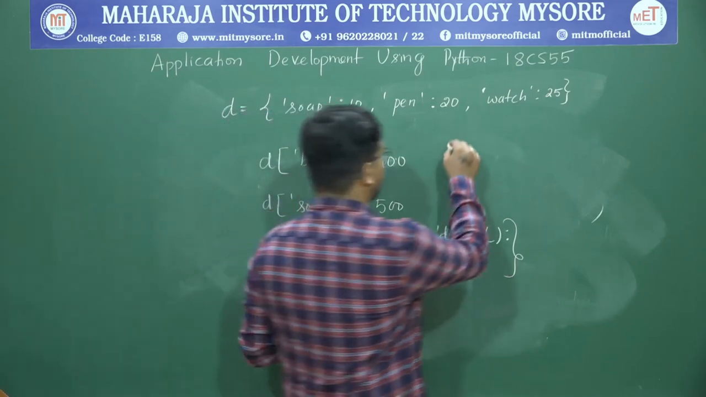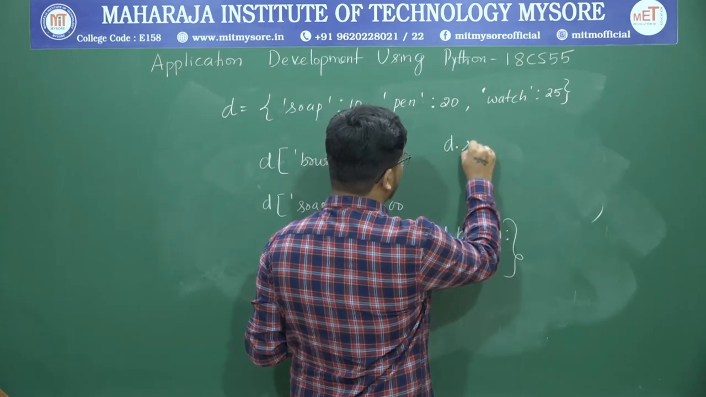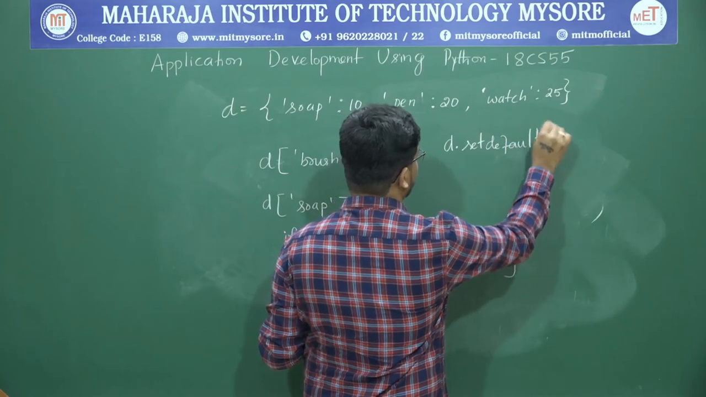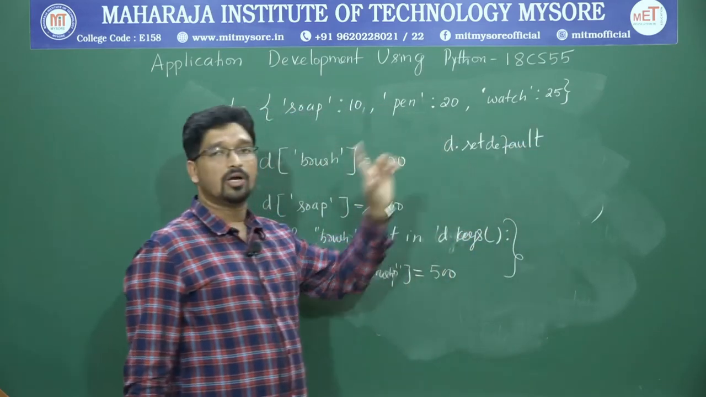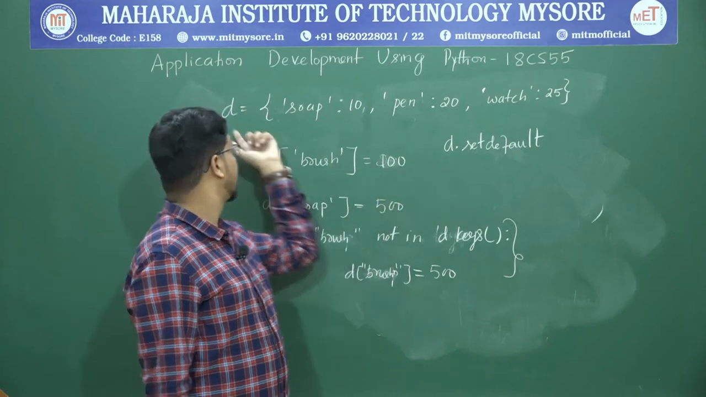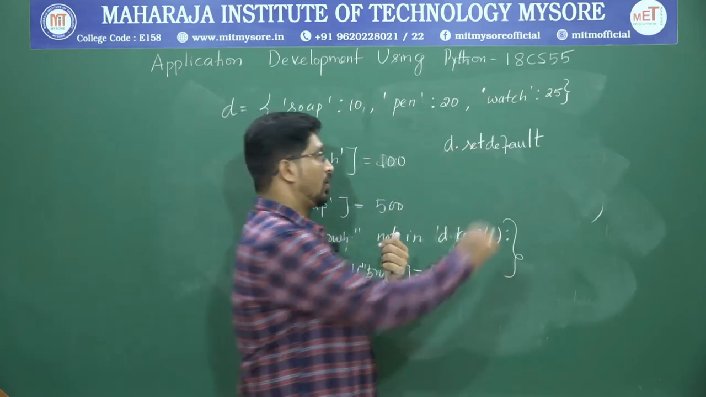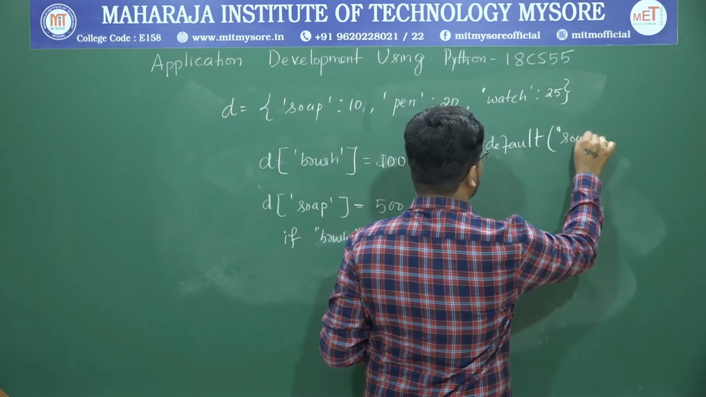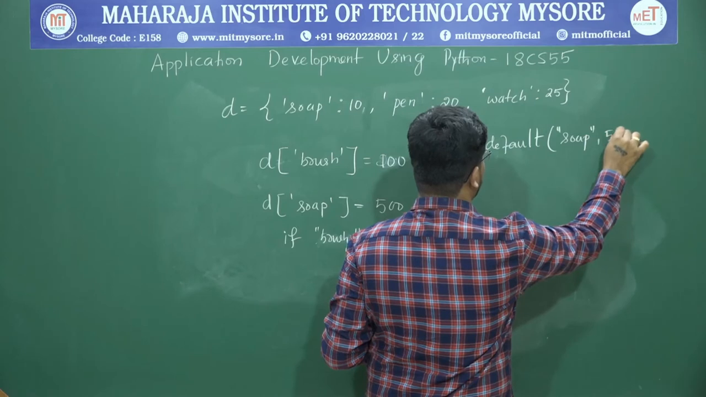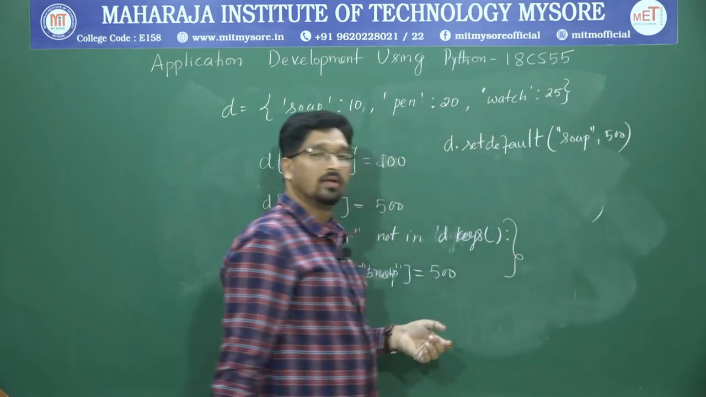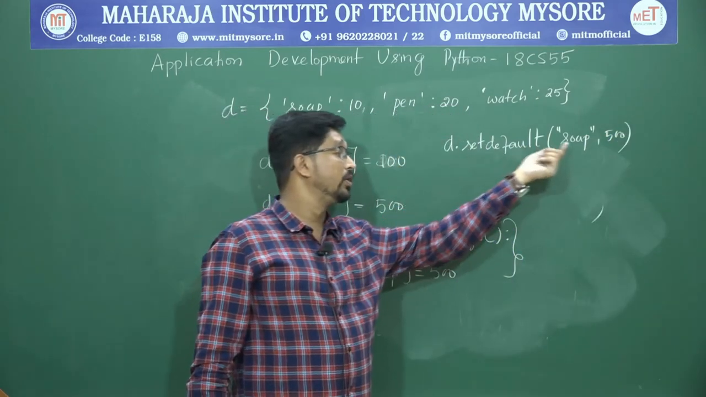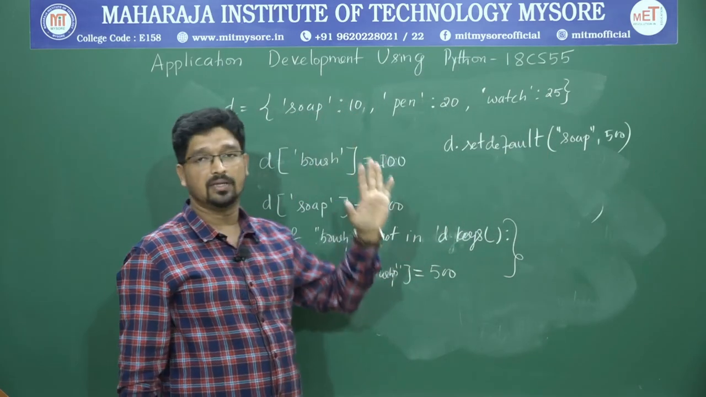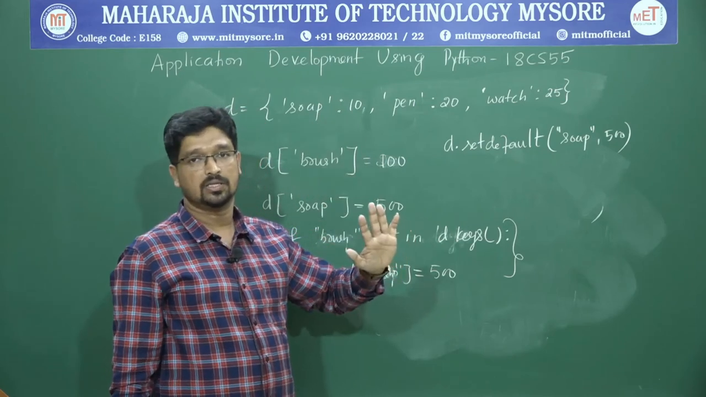Okay. So for example, like this, d.setdefault. This is the method. Dictionary, this is the dictionary, setdefault. What do you want to set? Let us say I want to set soap, comma 500. Now what will your program do? It will take soap. Soap already exists, so it will not update anything. 10 is as it is.